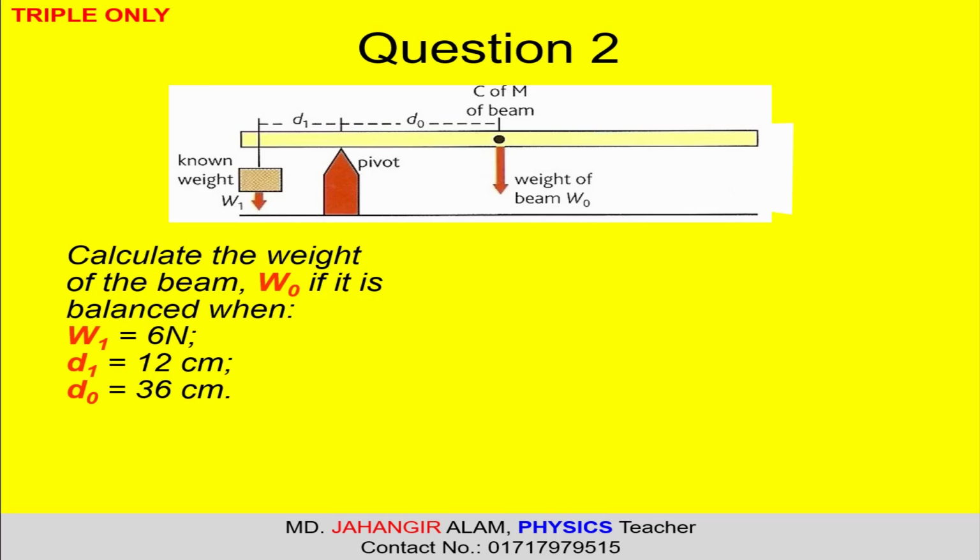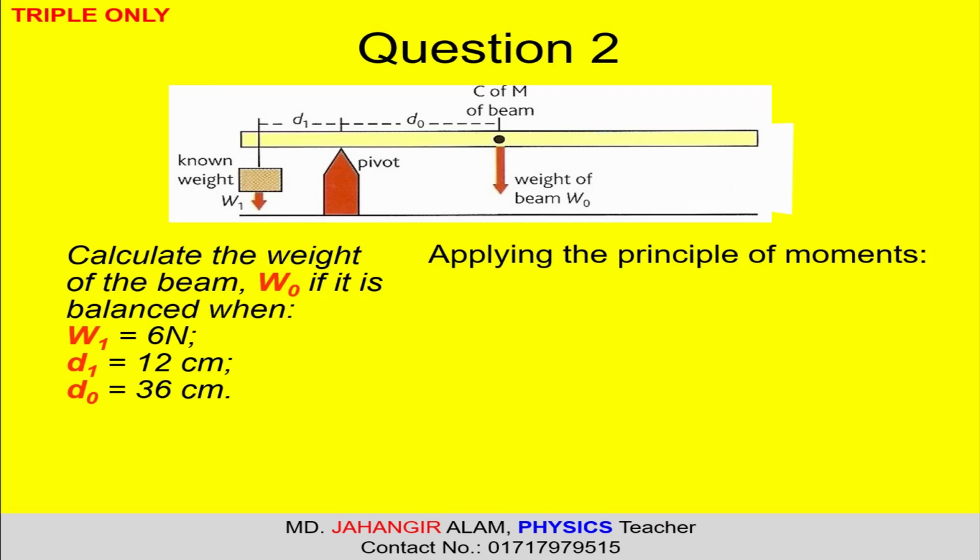Now question number 2, we have to find out the weight of the beam W naught. Weight of the beam acts at the middle of the uniform beam, that means the middle of the uniform beam. We have to find out the W naught.